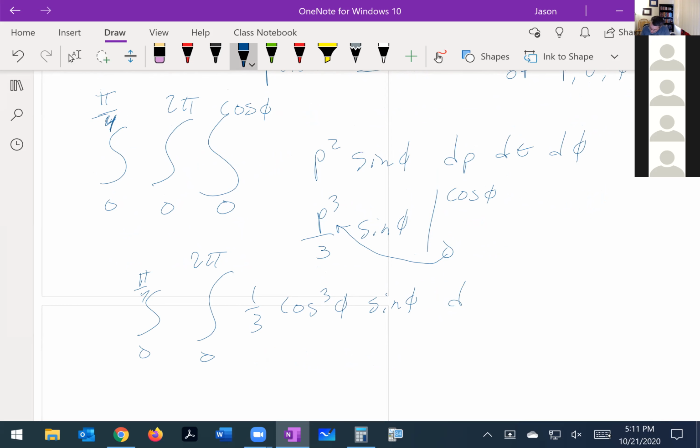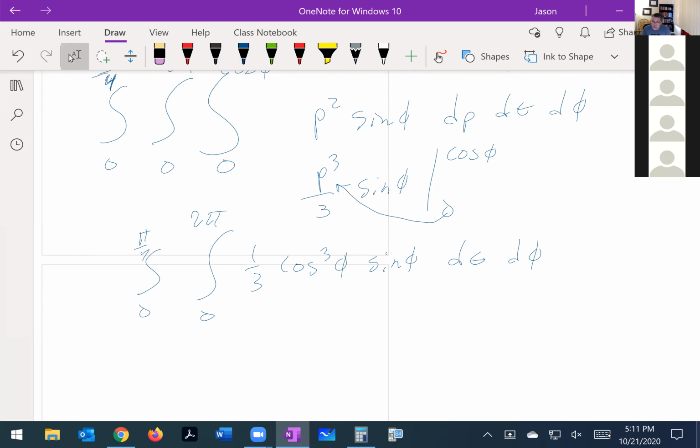And then this is d theta d phi. Now we're going to integrate this with respect to theta. Well, there is no theta, so the whole thing is just a constant. And so I'm just going to integrate, and does everybody see that by integrating this on theta, I'm just going to multiply by 2 pi? Can I just go directly to the 2 pi multiply? Is that okay?